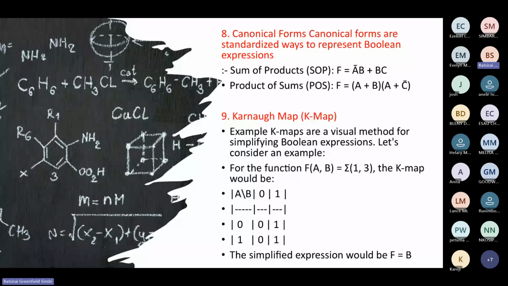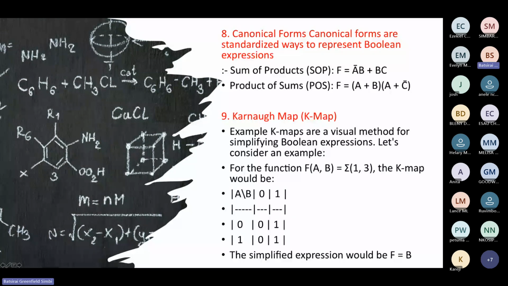Then for the K-map, for the function f(a, b) with minterms 1, 3, the K-map would be a slash b here with 0, 1. So here we have 0, 0, then our value is 1. Then here we have 1, 0, then our value is 1. The simplified expression would be f equals b.